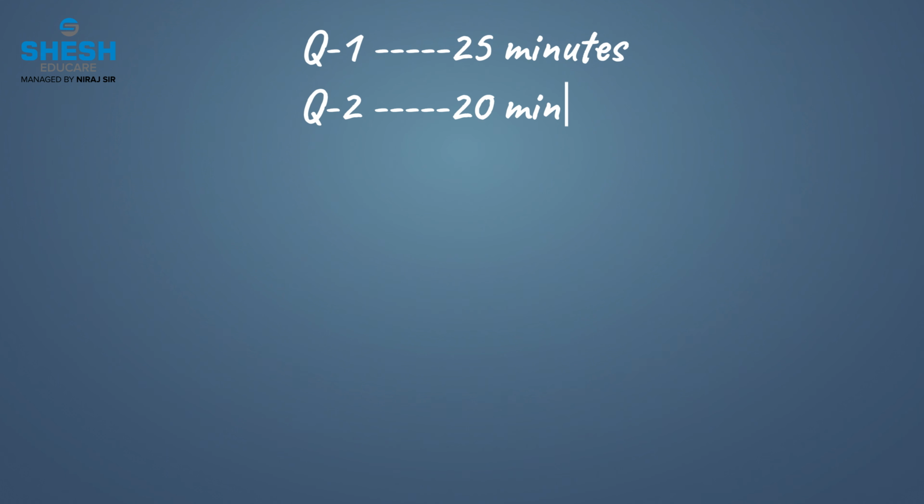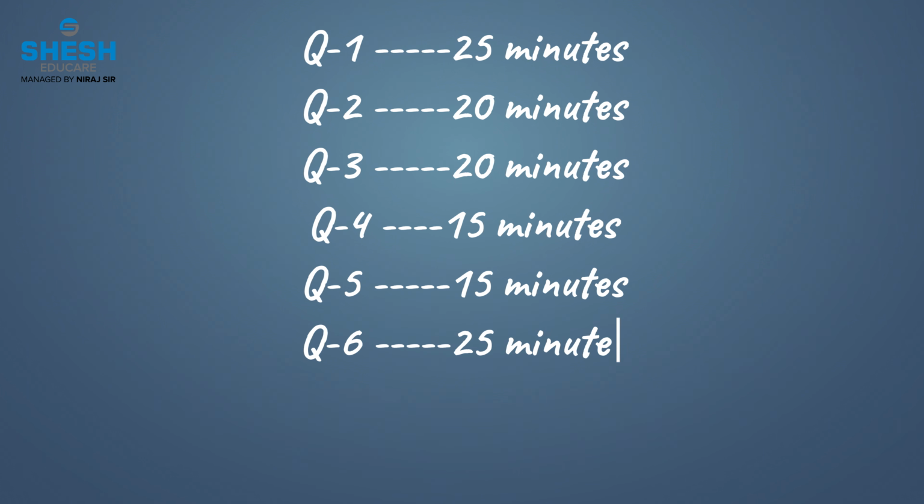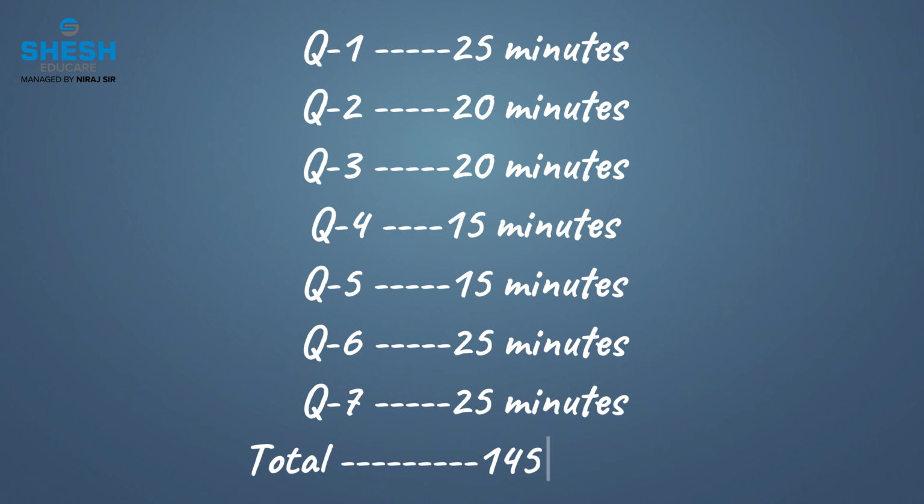Now, to summarize things in your mind, I complete my question number 1 in 25 minutes, question number 2 in 20 minutes, question number 3 also in 20 minutes, question number 4 in 15 minutes, question number 5 in 15 minutes, question number 6 in around 25 minutes, and question number 7 around 25 minutes. If I add all these minutes, it comes to only 145 minutes. And the time given to me is 180 minutes. That means I am still left with 35 minutes. Jago Mohan Pyare.